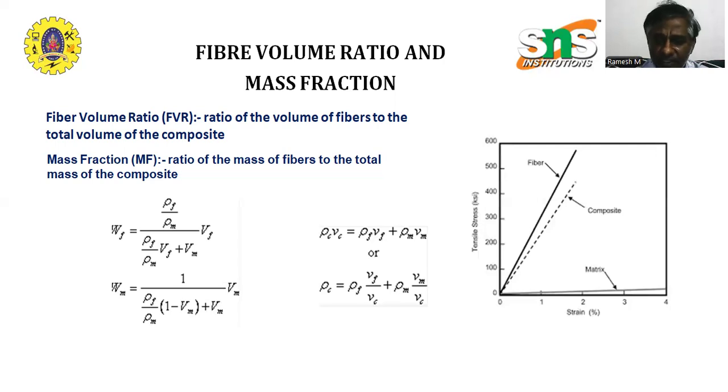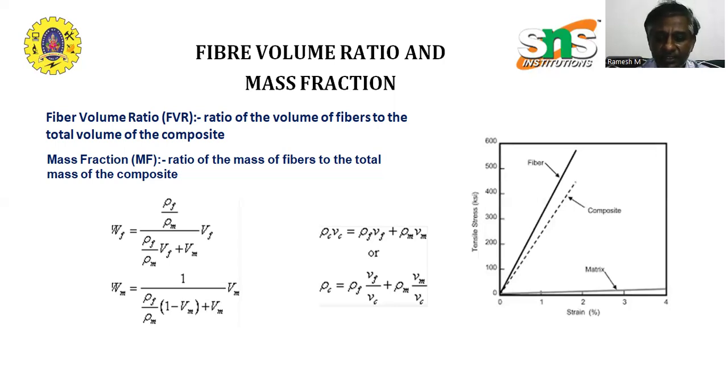And what are the factors affecting this fiber volume ratio? The first one is fiber packing efficiency. Then fiber diameter and the fiber length also will be affected. Then matrix material and properties. These three are the very important factors that affect the fiber volume ratio.